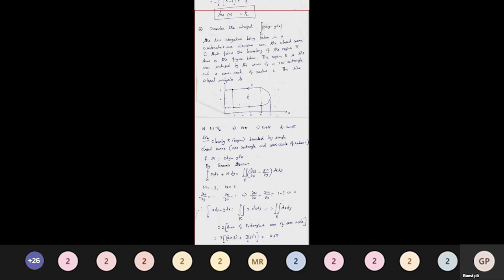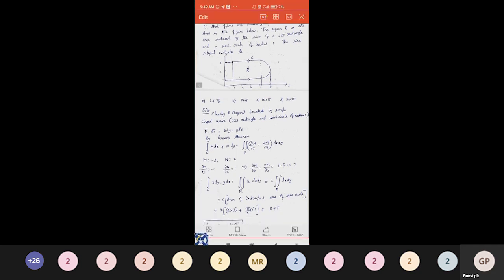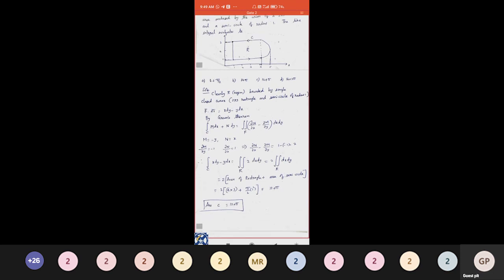Therefore, the answer for the given line integration over C, x dy minus y dx, equals double integration over R of 2 dx dy. Let us take 2 outside the integration because it is a constant. Now we have 2 times the double integration over R of dx dy. What is the double integration over R of dx dy? It is nothing but the area of R. R is formed by two different regions, the rectangle and the semicircle. So we are going to sum up the areas of the rectangle and the semicircle.